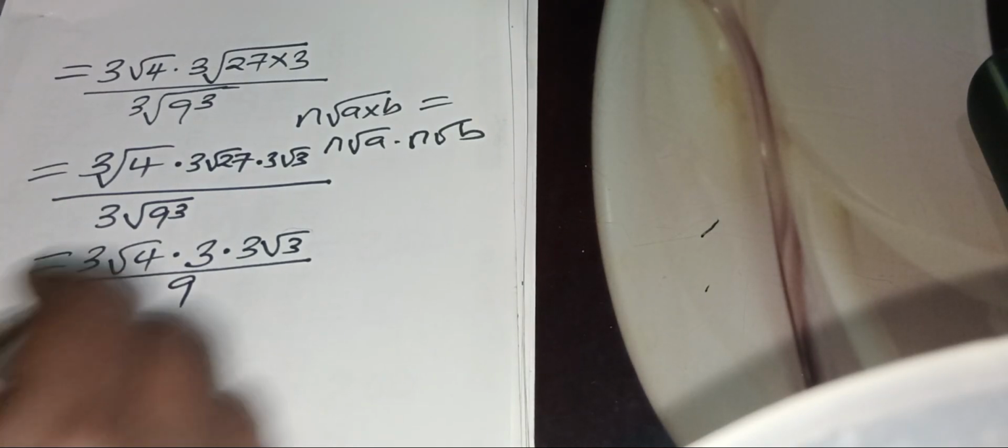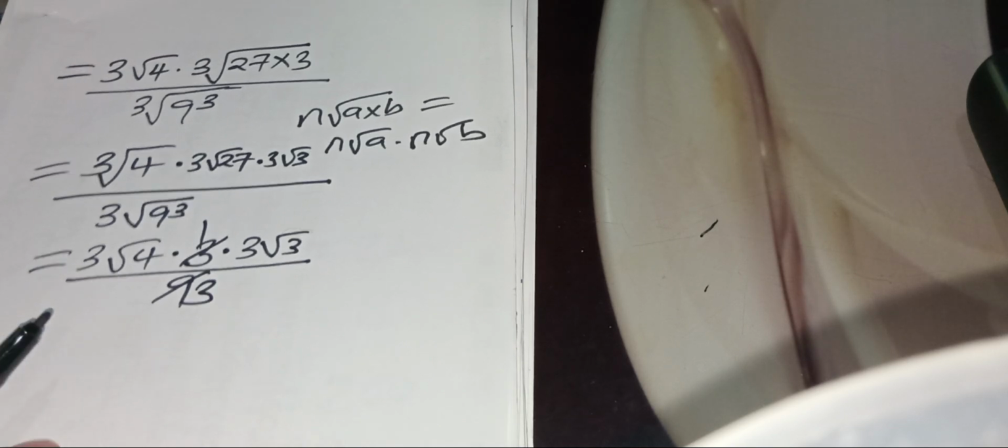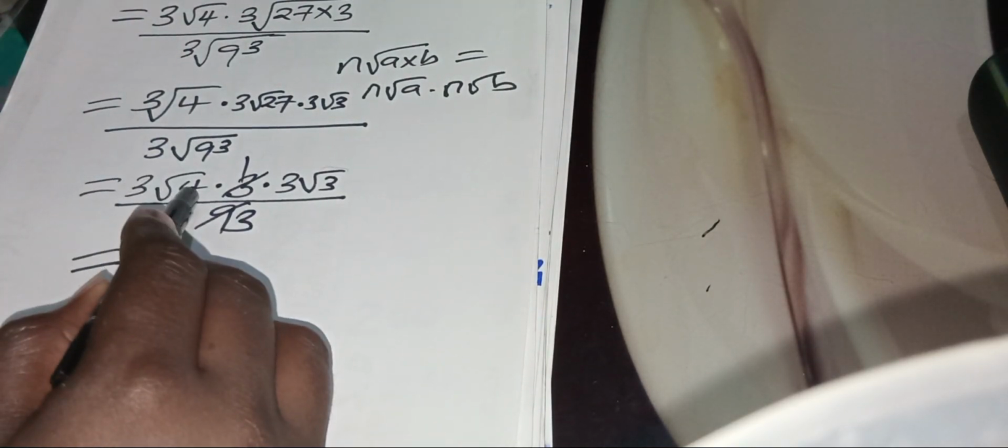So let's simplify by 3: 1 by 3, 3. And this is equal to the cube root of 4 multiplied by the cube root of 3, which is the same thing as the cube root of 12 divided by 3. And this is the solution.